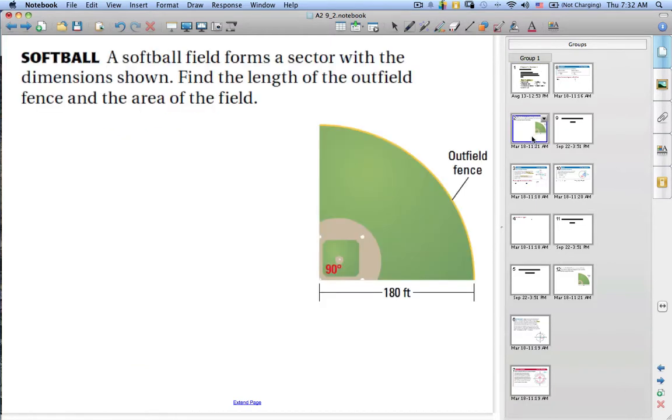Okay, so how might we use this? If we have a softball field, it forms a sector. That's what I talked about. This pie wedge would be a sector, and the fence is an arc. So if we wanted to find the length of the fence, it's complicated to calculate its length because it's curved, so the distance formula won't work. So I will have a new formula for calculating the length of an arc. Okay, so we could find that length of the arc and the area of the field. That would be sector area.